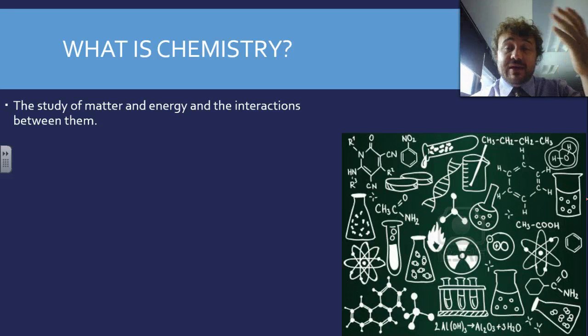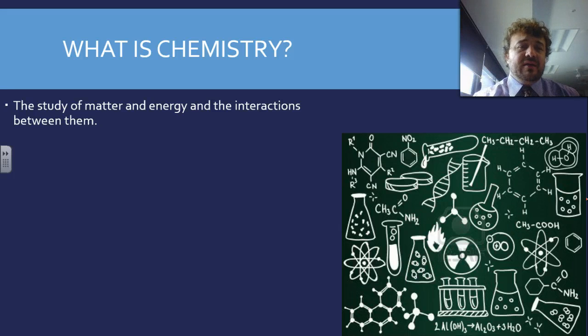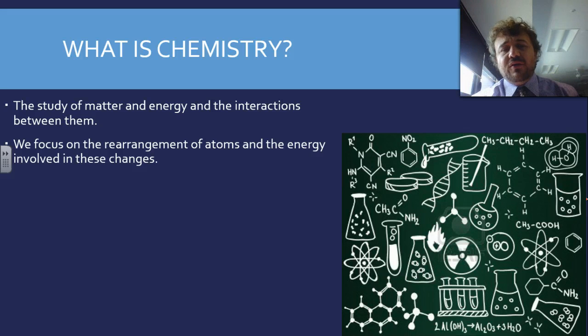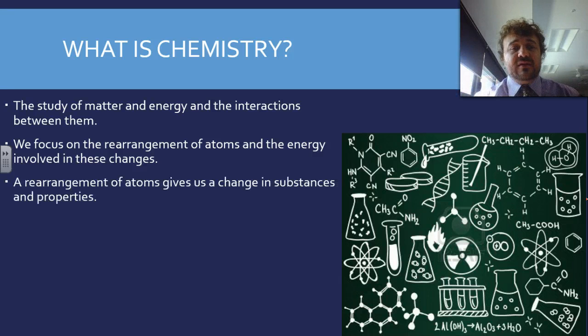Well, basically, when we talk about chemistry, we're talking about how matter and energy interact. I don't know if you've ever really thought about it this way. The way we focus on it is the rearrangement of atoms. So, you've got your atoms here, and you might change this one out for another type. We're going to talk about the rearrangement of atoms and the energy that's involved in that. Whenever we rearrange atoms, we get a change in substances. So we'll get a new substance, and that changes the properties, so it changes how useful something is.